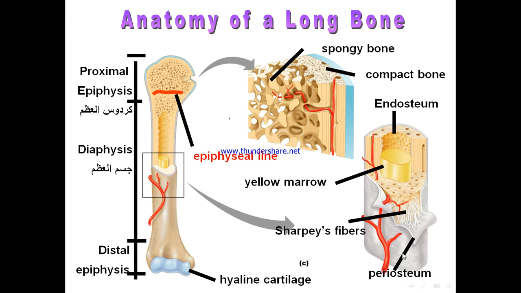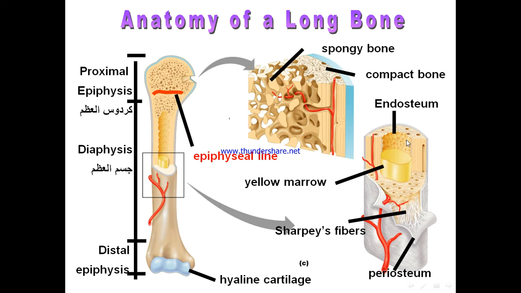The bone is surrounded or covered with connective tissue, a dense fibrous membrane called periosteum, from the outside of the bone, while inside the bone there is a structure called endosteum.